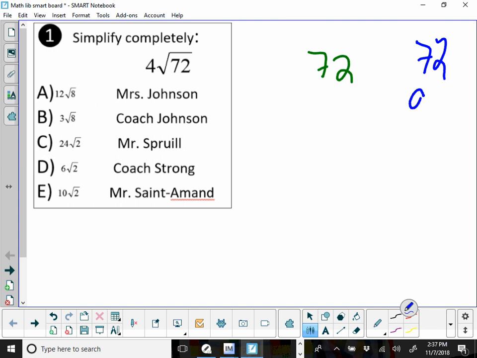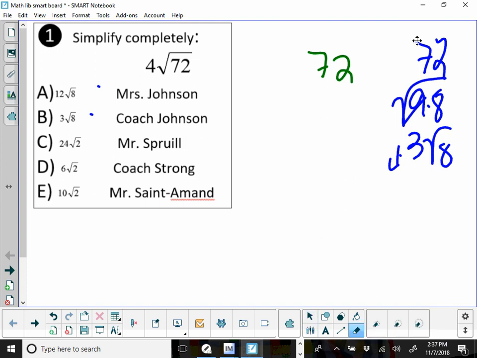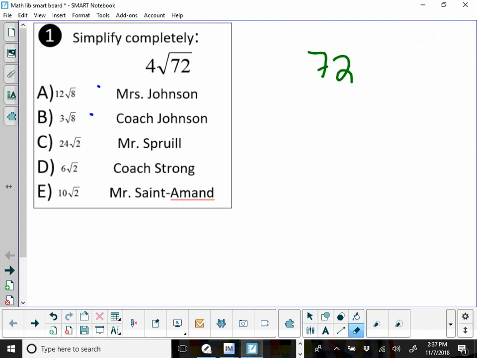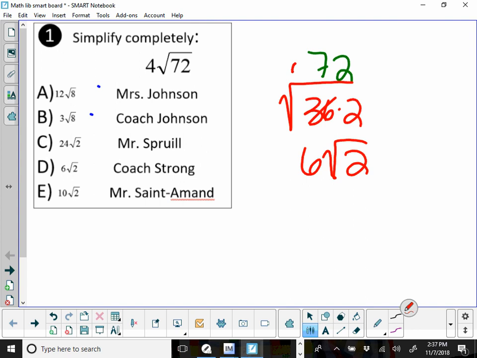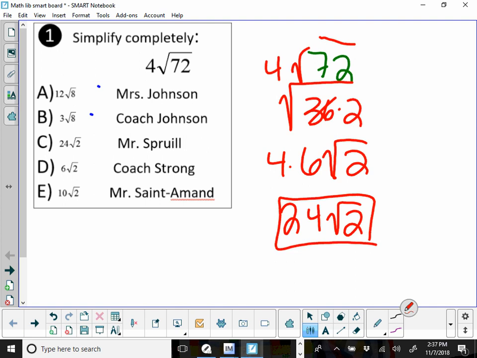So a lot of y'all are either using 9 and 8, which would give you the 3 radical 8, okay, which if you notice is an option, or if you multiply that times 4, it would give you the 12 radical 8, okay? But we know 8 can break down again, so we're actually going to use 36 and 2, and the square root of 36 is going to be 6. The 2 will stay inside, and then you have the 4 out front, and 4 times 6 will give you 24 radical 2. So your answer for problem number 1 should have been Mr. Sproul.